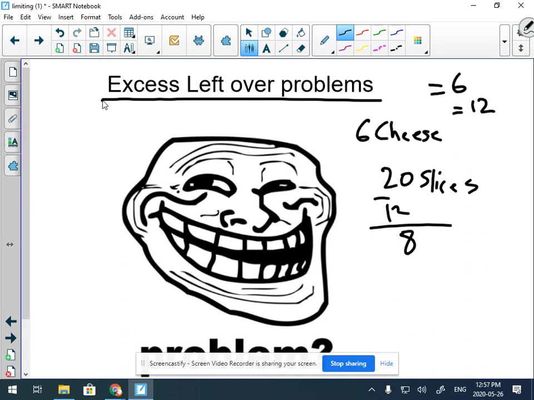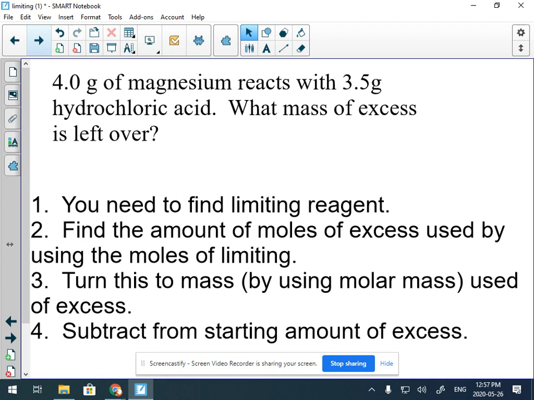We're going to figure out how many moles of limiting there are, and then if all of those moles are used up, how many moles of excess are used, and then we're going to figure out the mass and then subtract from the starting mass. And in a nutshell, that's what the problems are. I'm just going to grab my calculator.